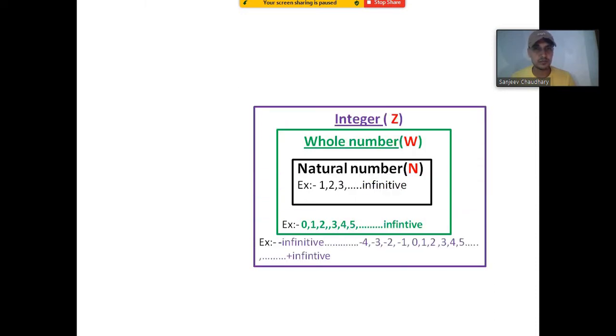Integer. Generally we denote the integer by capital Z. And in integers, all whole numbers along with negative natural numbers are called integers. As you can see in the example, -4, -3, -2, -1, 0, 1, 2, 3. So we can say that negative towards the infinity and positive towards the infinity.